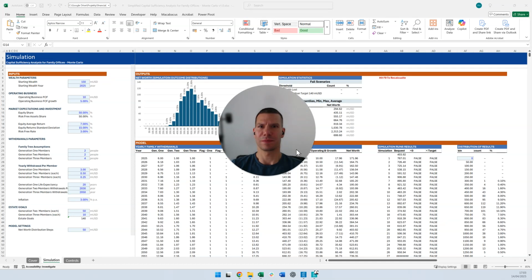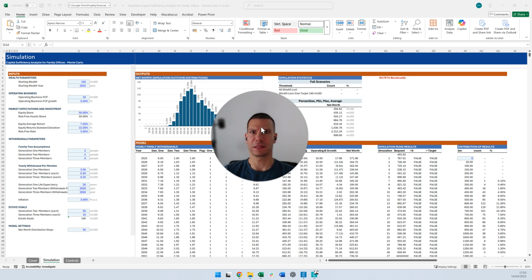Hey, so this model aims to demonstrate how Monte Carlo can be used for retirement planning. This model specifically has two assets, an equity investment and a risk-free investment. And let's dive into how the model works.